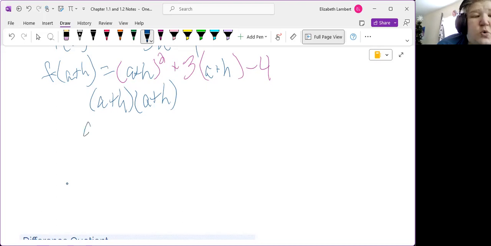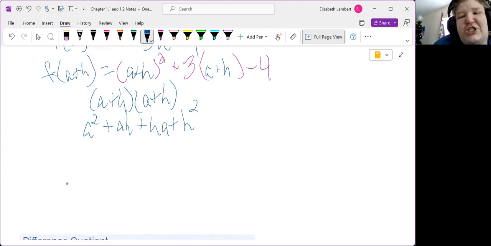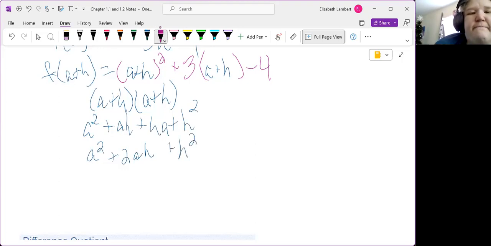So a times a is a squared. Then we have a times h. And then we have h times a, plus h squared. All right, a times h times a, multiplication is the same forwards and backwards, so those are really two of the same thing. So this is a squared plus 2ah plus h squared. Now up here I have this 3 that needs to be distributed through. So plus 3a's plus 3h's. And then we just carry the minus 4, and I'm just going to write that down here.